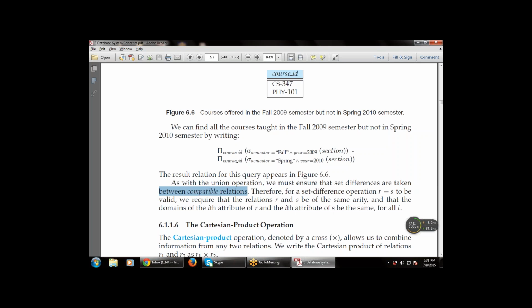Therefore, for a set difference operation R minus S to be valid, we require that the relations, that is the tables R and S, have the same arity, that is the same number of attributes, and that the domain of the ith attribute of R and the ith attribute of S must be the same. That is, they have the same number of attributes, the same order of attributes, and the ith attribute of R must match the ith attribute of S. That is set difference.